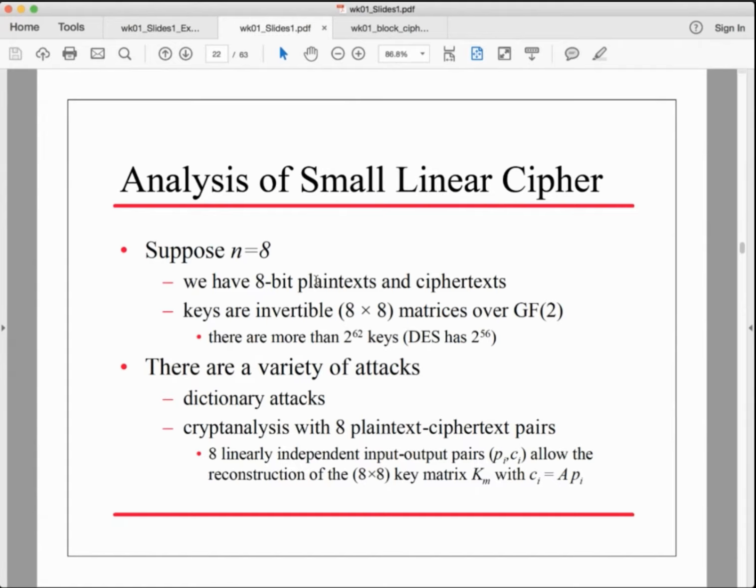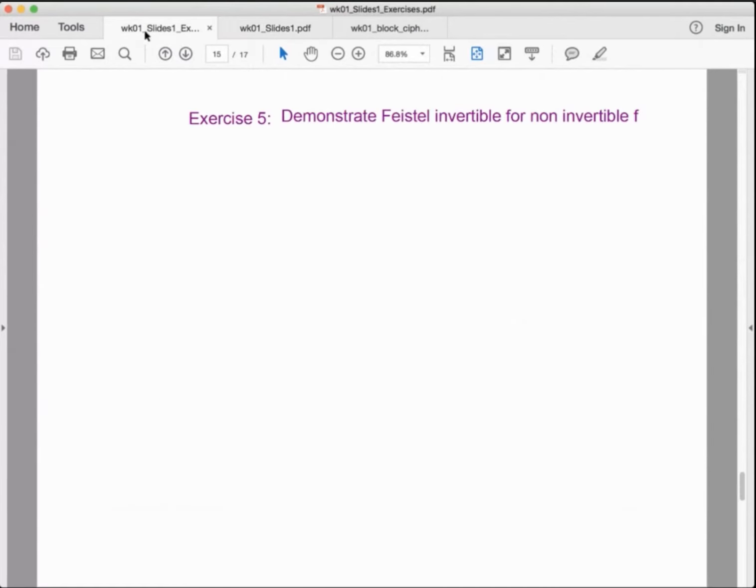So the attacker, by Kerckhoffs's principle, knows the design of the cipher. He doesn't know the key, and he can have access to a small number of plain texts and the corresponding ciphertexts under the unknown key. So what he needs to do, or she, is: can he determine the key, given this? So let's see how you might do that.